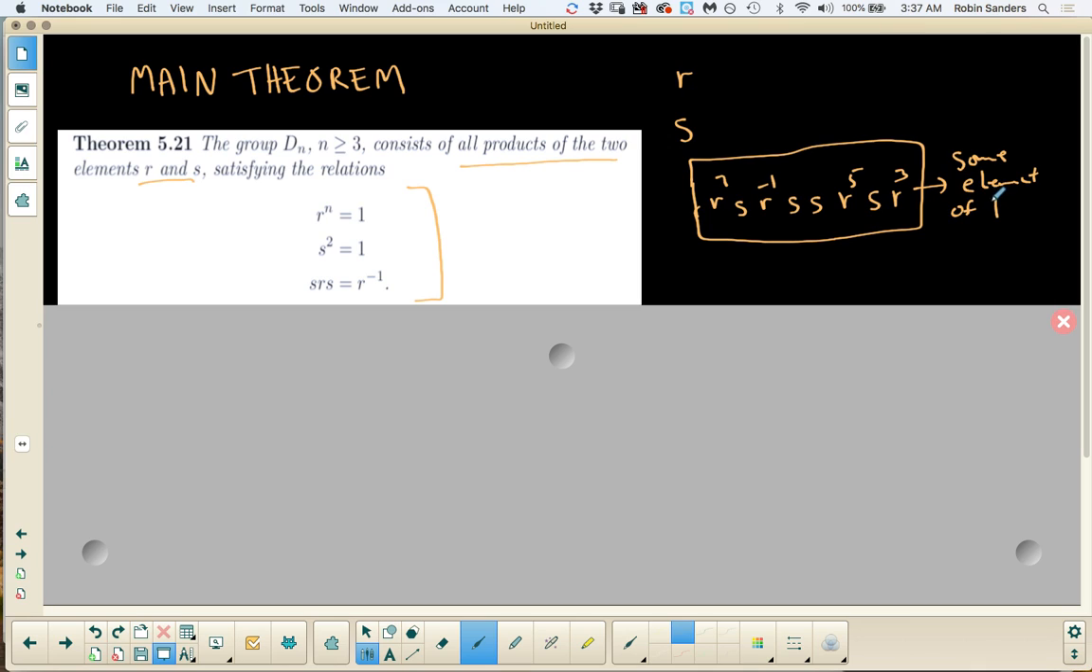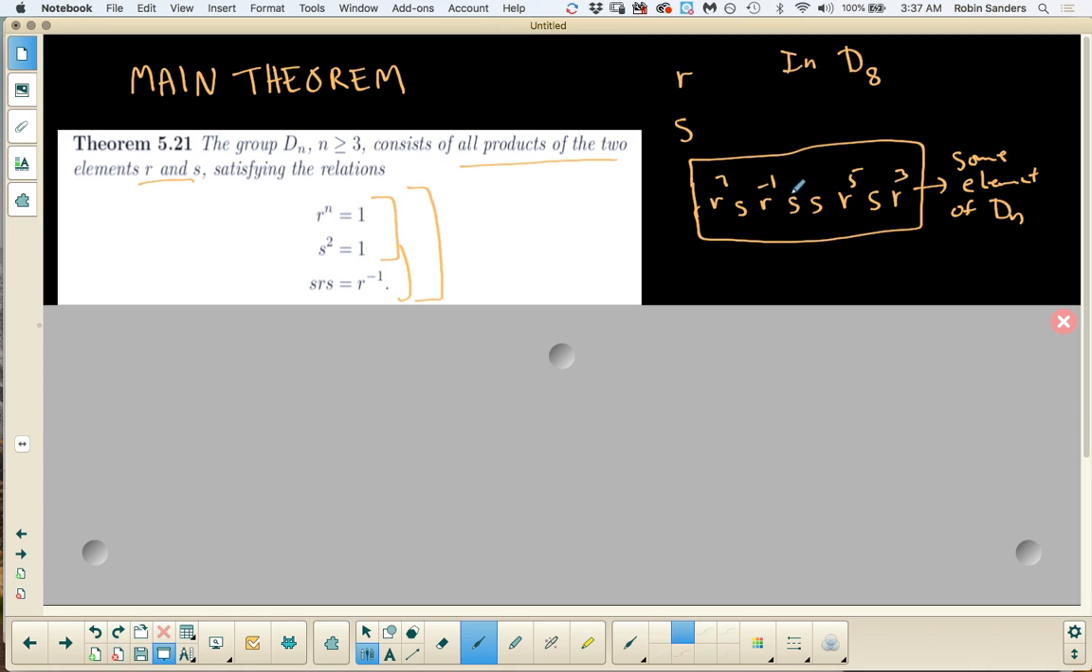of Dn. But now, using these particular things, we can simplify what's going on. Actually, using these 3 rules, we can simplify this particular element. And let's say that we are in, I don't know, maybe D8.